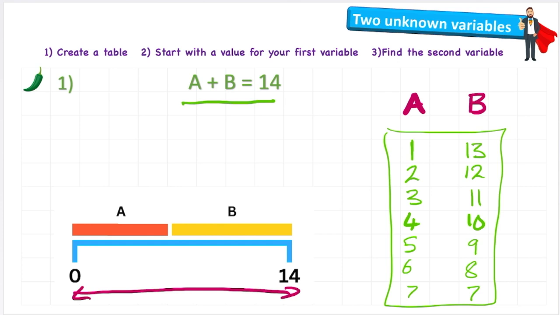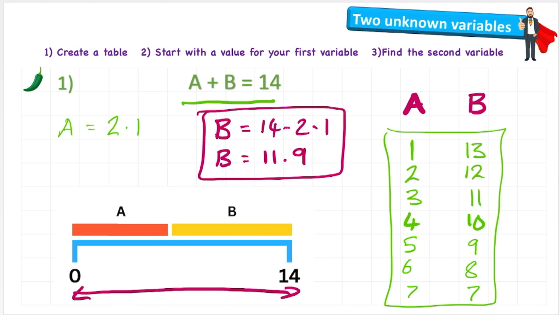Well, no. Because what if I said that A is a decimal number, and the measurement of A is 2.1? Well, let's use our equation again to work out B. So B equals 14 subtract 2.1. So therefore B equals 11.9. So this is another set of potential numbers that could be replaced into our variables.